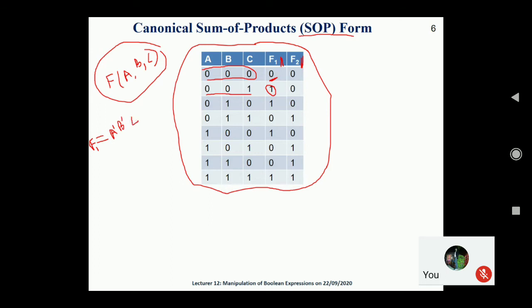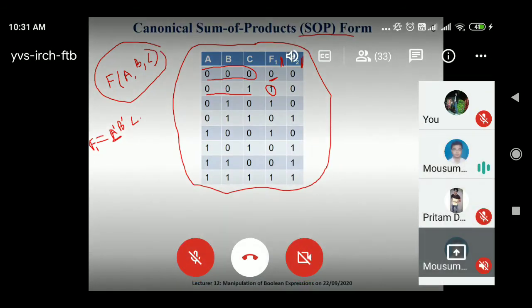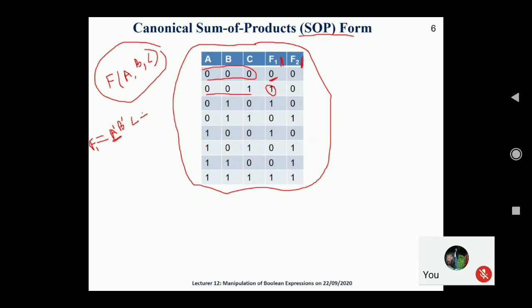Now you may ask why we are using A bar, why we are not writing A. Because according to the definition of min terms, 0 means false value, and a false value in min term form is written as the complement. Here F1 is 1 for the sequence 0, 0, 1. Where the A value is 0, we write A bar. The B value is 0, so we write B bar. But the C value is 1, so we write only C. Now this is not complete. After that, because we are writing in the SOP form, this one is the plus. This one is what?